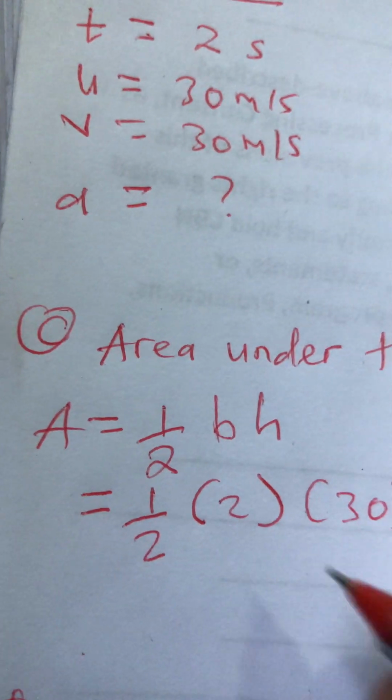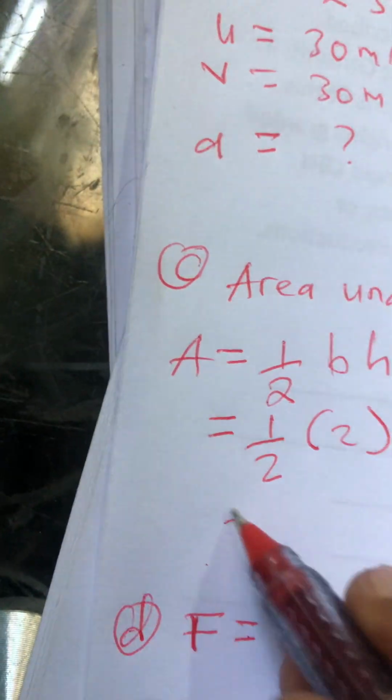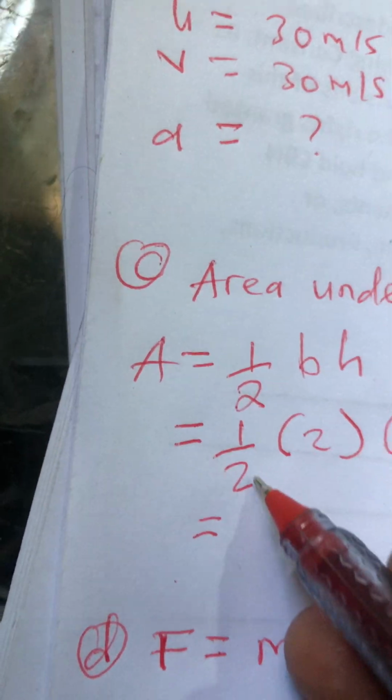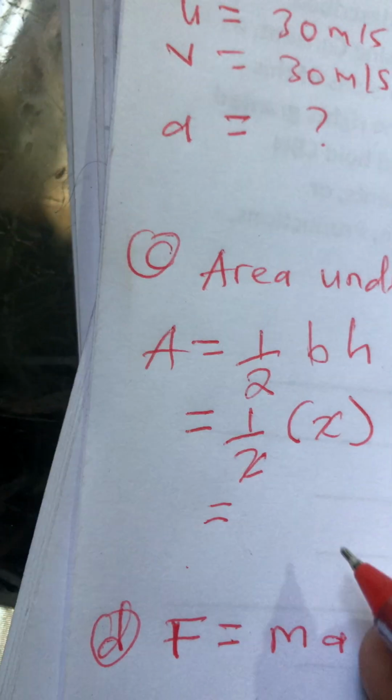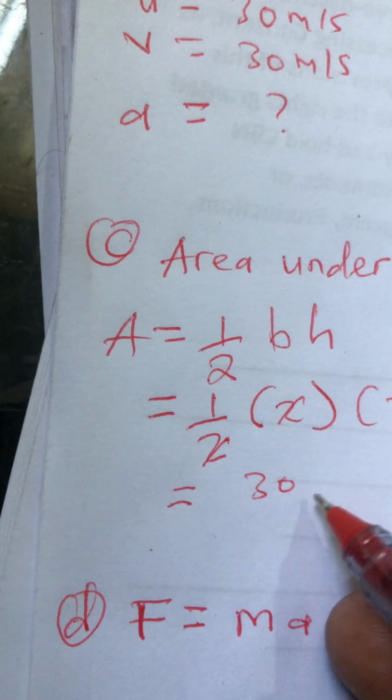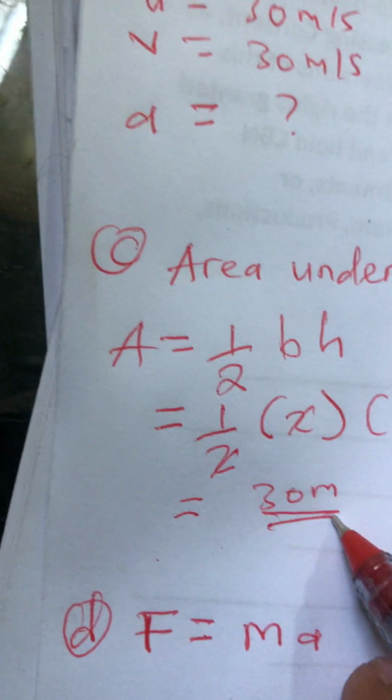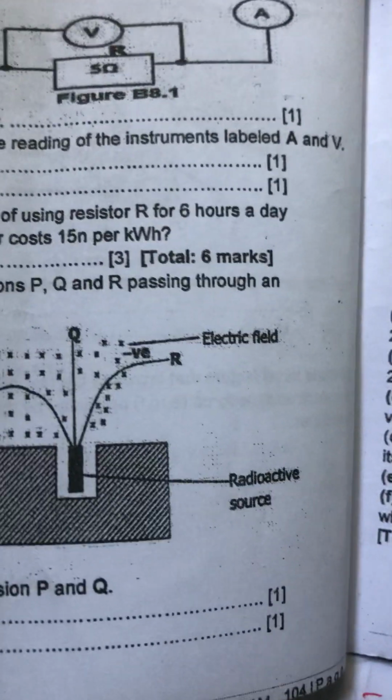Input that into the formula, and then you are going to have something like that. So here I can divide 2 and 2, and then I multiply 1 by 30, which is going to give me 30 meters, since it is displacement. Okay, simple as that. So let's go to D.